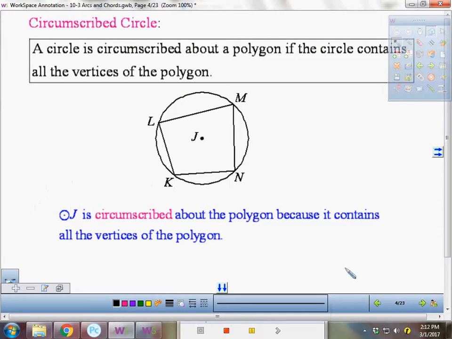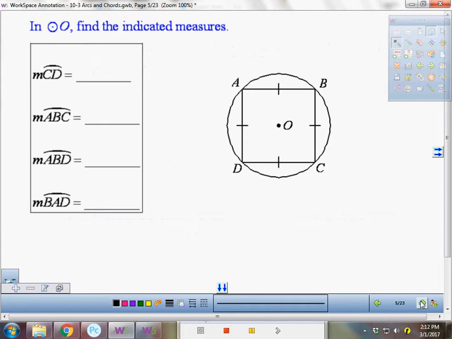Alright, a circle is circumscribed about a polygon if the circle contains all the vertices of the polygon. So circle J is circumscribed about the polygon because it contains all the vertices of the polygon. Alright, so in circle O, find the indicated measures.